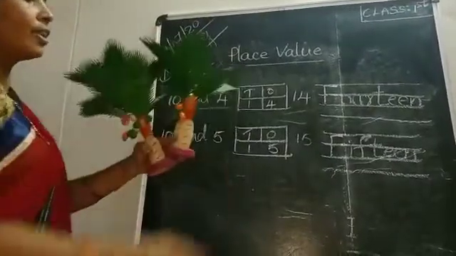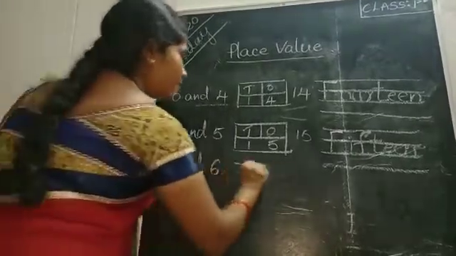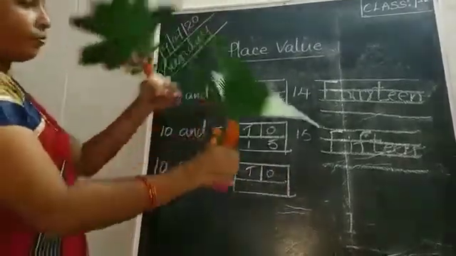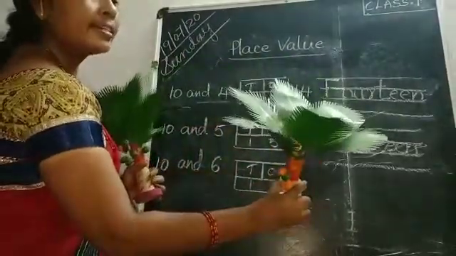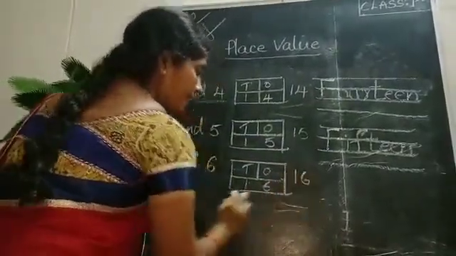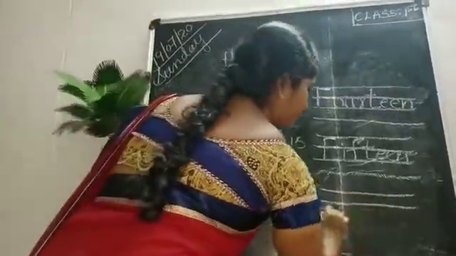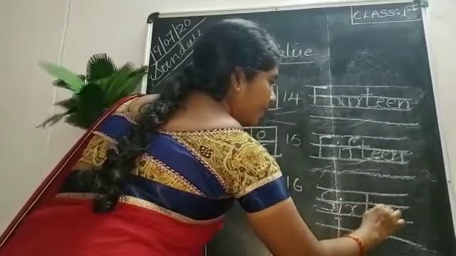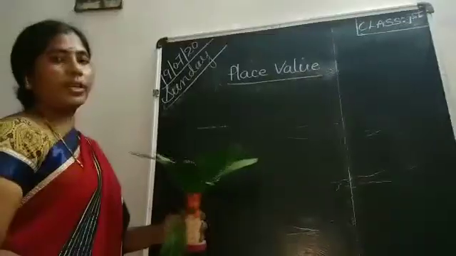6 ones. One 10 and 6 ones. How many tens? One 10. And how many ones? Count how many? 6 ones. Now what do you get? 16. What do we get? 16. SIXTEEN, 16. Okay, see next.